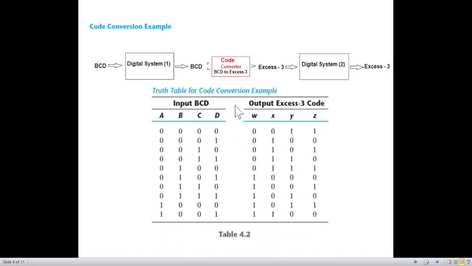In truth table form, this is our BCD values 0000, 0001, etc., up to 9. And if you add 3, like this decimal value is 0, adding 3, we get 3, so this is 0011. Similarly, with decimal 1, if you add 3, it will be 4, and 4 in binary we write like this. So this is how we get the Excess-3 codes. And now, how to design a system which will do this job, the code conversion function.